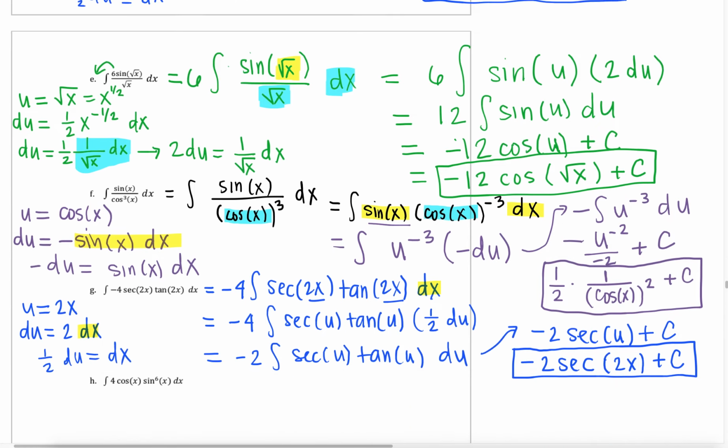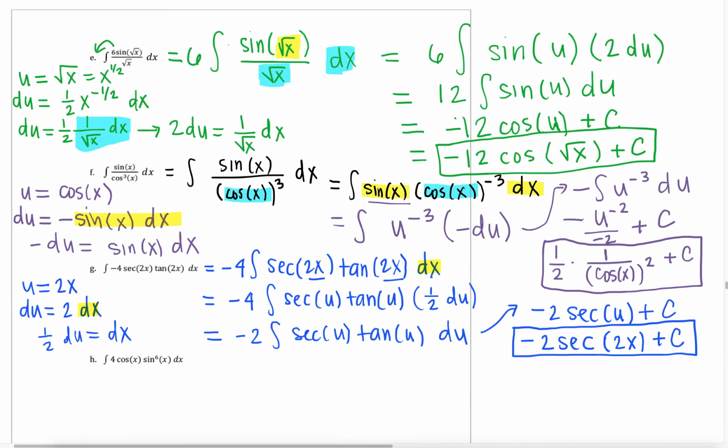Let's look at a couple more examples together. In example h here, we have the integral of 4 times cosine of x times sine to the 6th power of x dx. A couple things right off the bat. I'm definitely going to take out the scalar, so the 4 is going to come out, and I'm also going to rewrite the sine to the 6th power as sine of x all raised to that 6th power dx. Now that we have it like this, why don't you pause the video and think about what your u sub would be. What do you think u will be equal to?